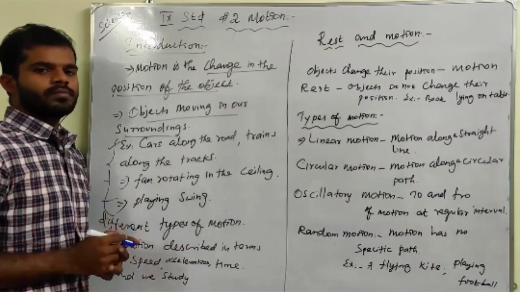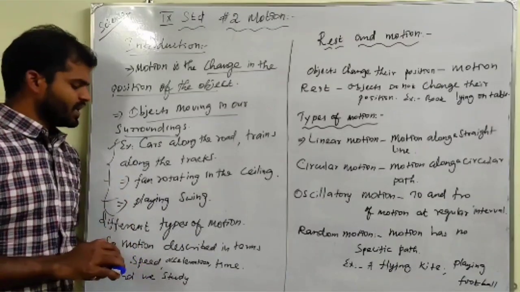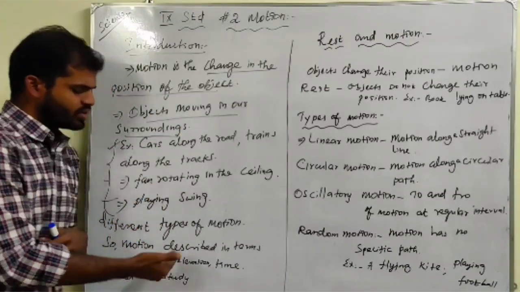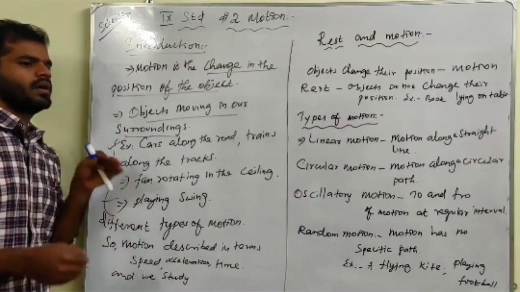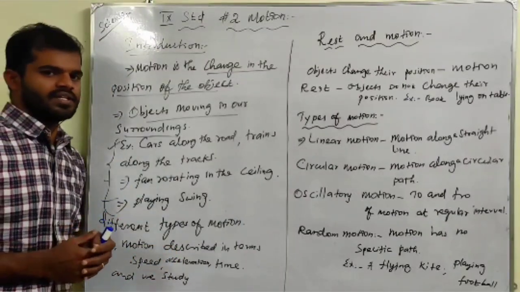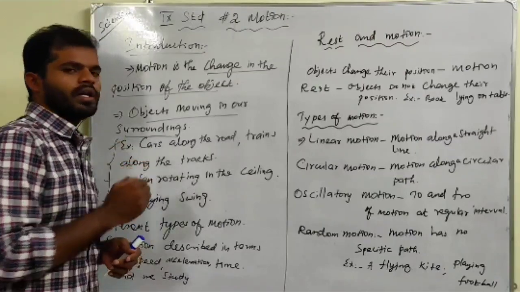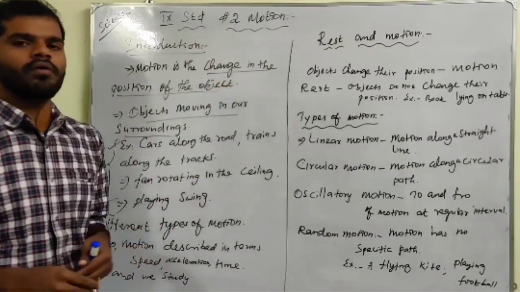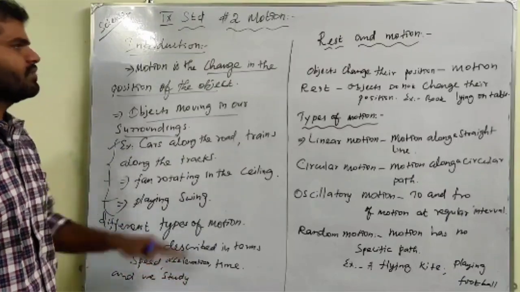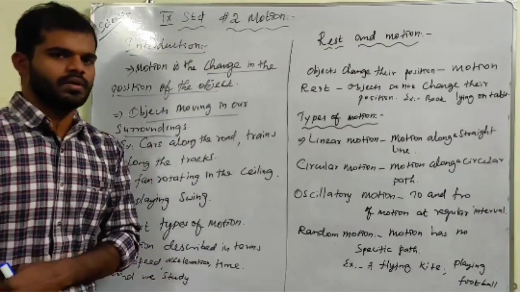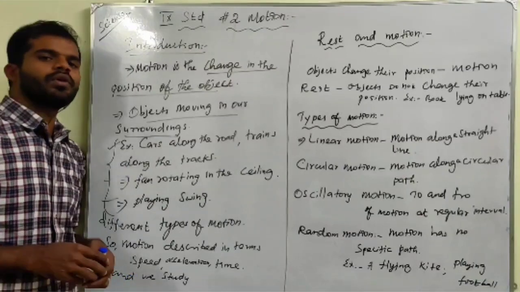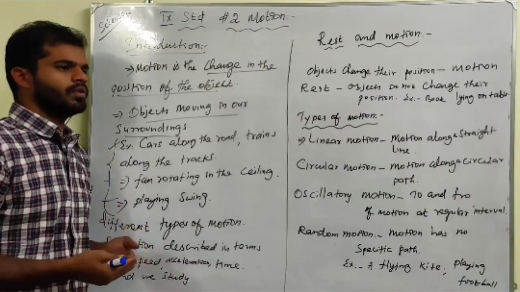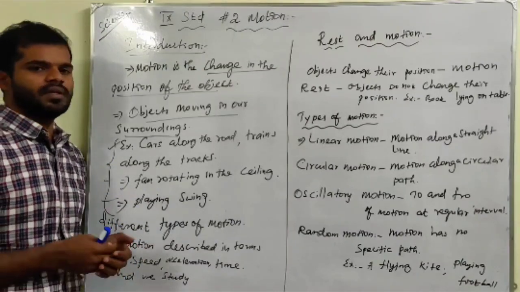First we are going to discuss what is motion. If you want to describe motion, we will describe it in the form of speed, velocity, acceleration, right? So this all depends on speed, velocity and acceleration. At the same time, we are going to discuss distance, displacement, what is uniform motion, what is non-uniform motion. All that we are going to discuss in this lesson.